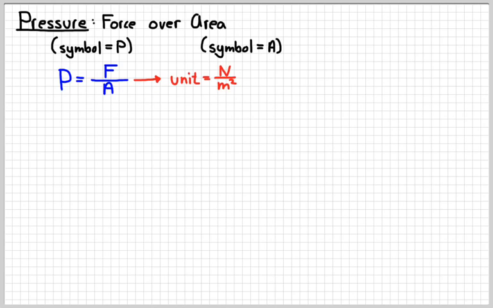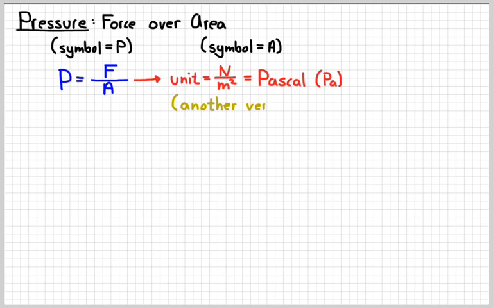The unit for pressure: remember force is in newtons, and area would be a meter squared, that would be the SI unit for area. And that unit is typically referred to as a Pascal, named after Blaise Pascal. A Pascal is symbolized with a capital P, lowercase a. So hopefully we don't get that confused with the symbol P for pressure.